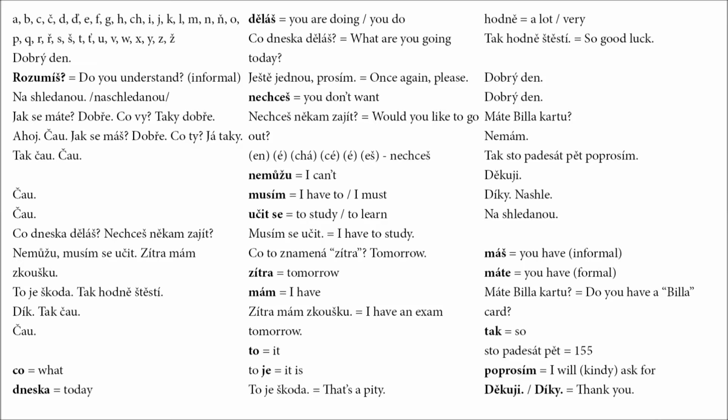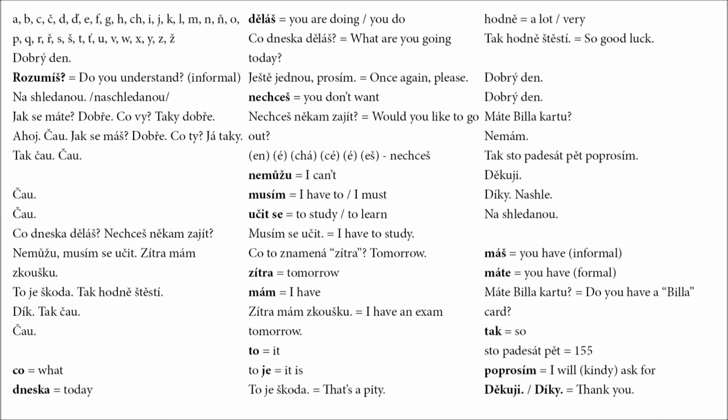The informal one. Before we had, you remember what we had before? The formal? Co vy. Now we have co ty. Já taky. I'm good. And literally já, I, taky, also. So something like me too.